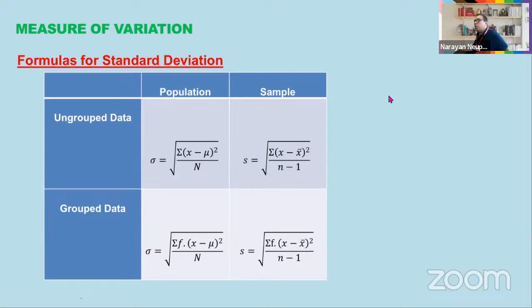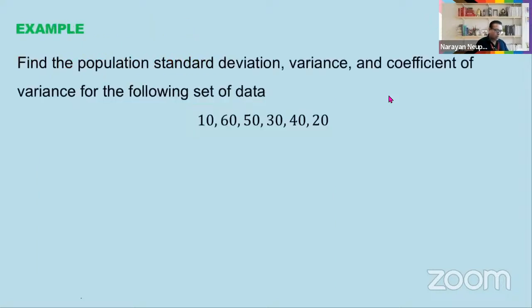Okay, let's do one example. We'll not be able to do all 4 examples. We'll just do one example on standard deviation. Here is the first one. So is this group data or ungrouped data? Ungrouped data. And we are asked to find the population standard deviation. So first of all, you need to remember the formula.